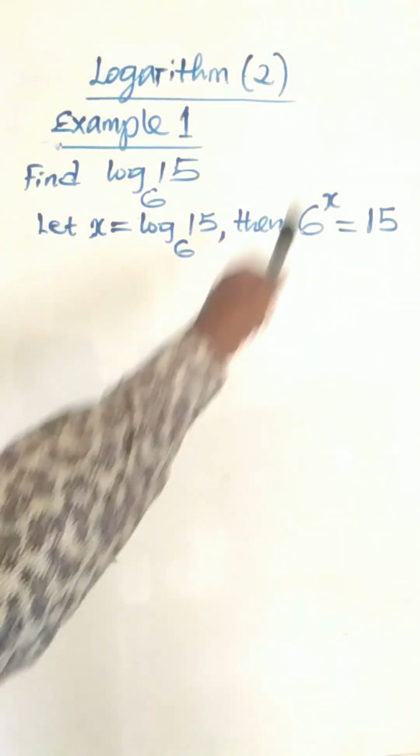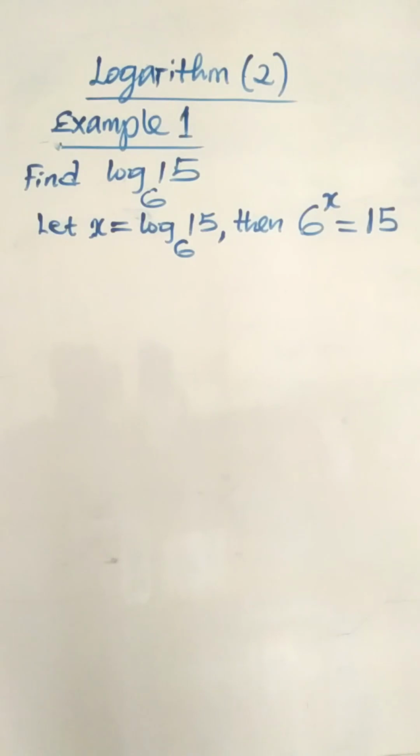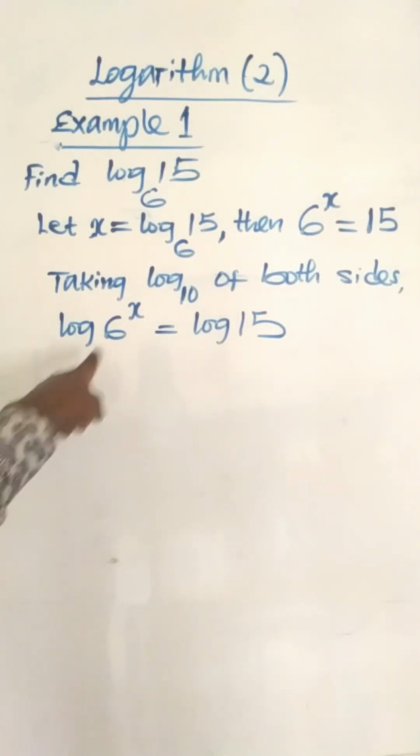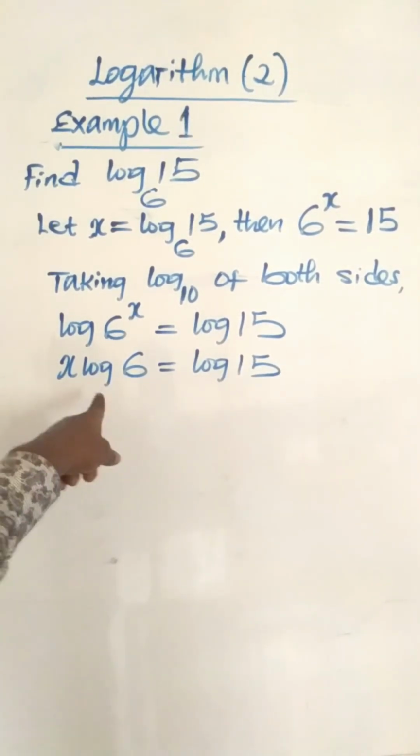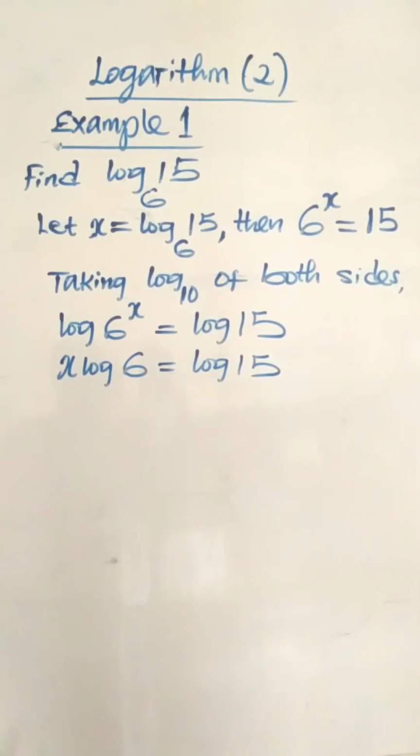That is, log 6 raised by x equals log 15. And log 6 raised by x means x log 6. X goes to the back. So to find x, we are going to divide both sides by log 6. And that will be x equals log 15 over log 6.